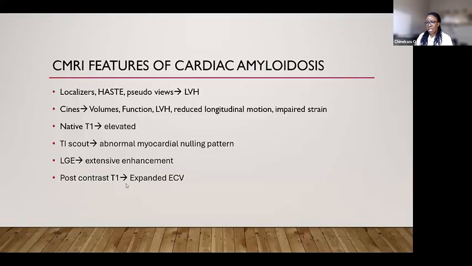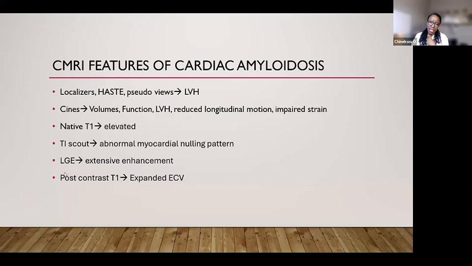With MRI, we want to acquire different sequences because each one gives us an idea. Basic localizers and HASTE cines will show us that there is increased wall thickness, LV hypertrophy. The volumes may be elevated or normal, but function is usually reduced. We can perceive that reduced longitudinal motion. You can check the AV plane displacement and it's reduced. If you have capabilities for MRI strain, it will show a similar strain pattern as the echo. T1 times are elevated because of that deposition.